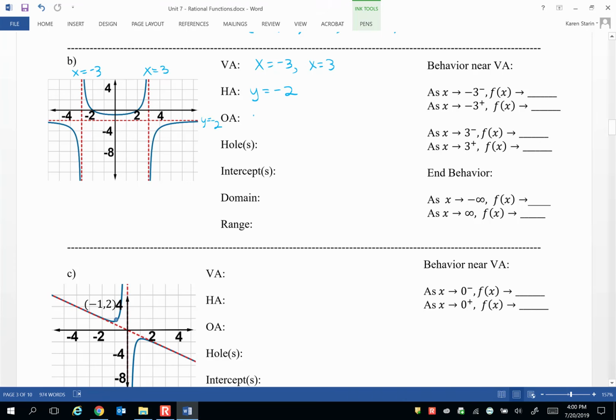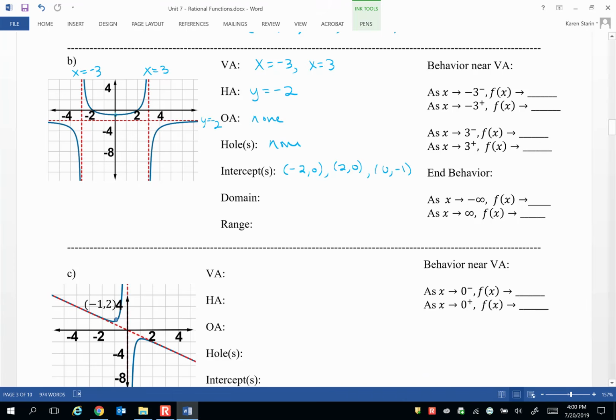We don't have any oblique asymptotes. Do we or do not have holes? I do not see any holes, so none. We do have intercepts. We have two x-intercepts. Appears to be at negative 2 and positive 2, so our intercepts are negative 2, 0, and positive 2, 0. And we do have a y-intercept, and that appears to be at negative 1. So we also have 0, negative 1.